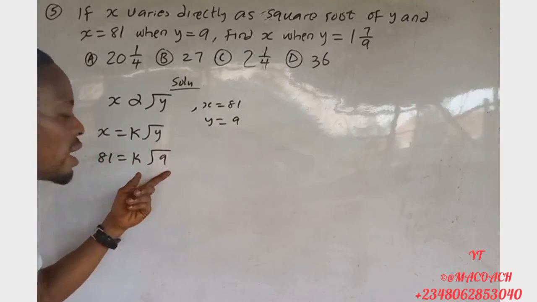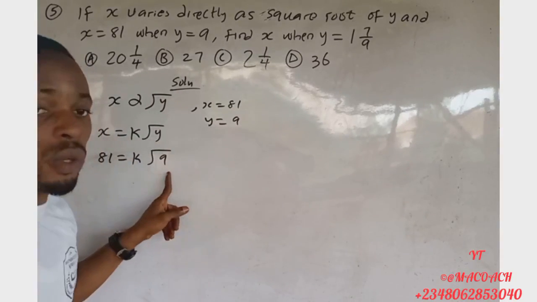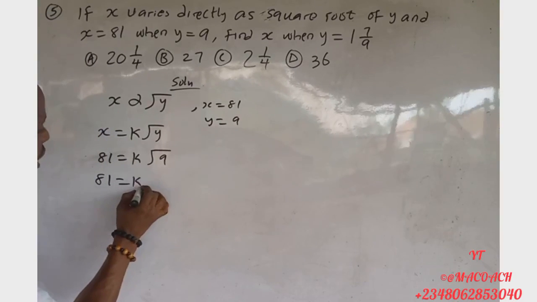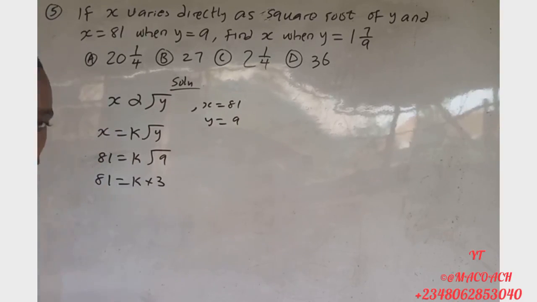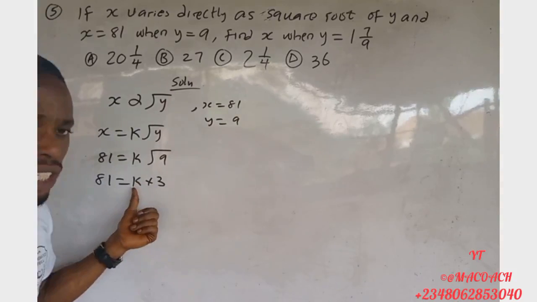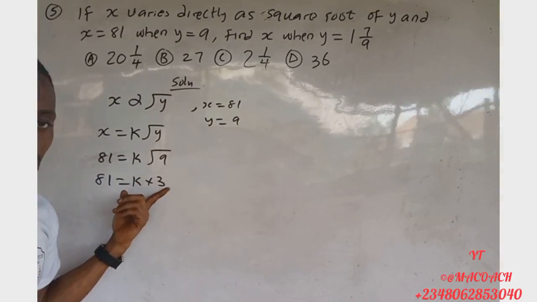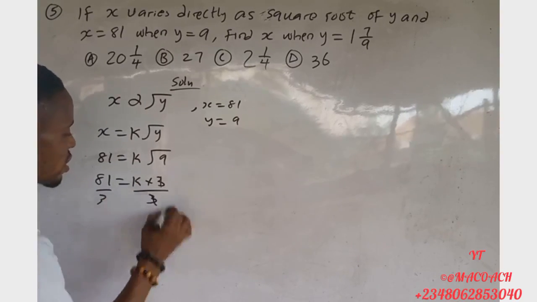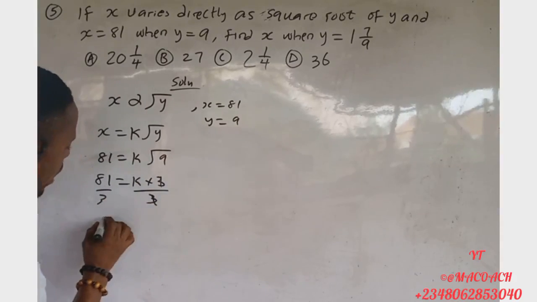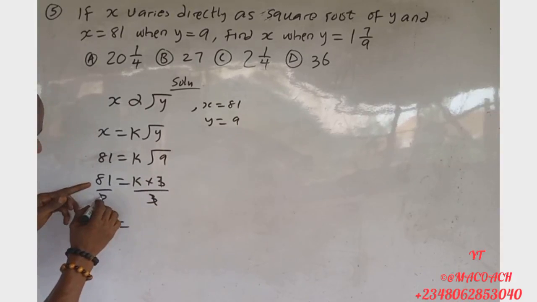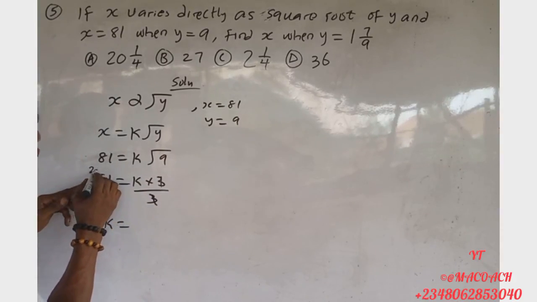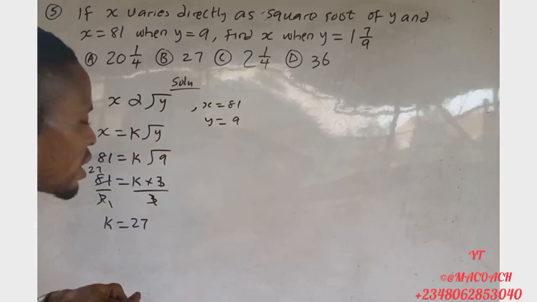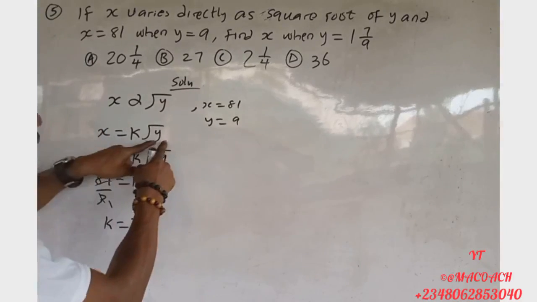And the square root of 9 is equal to what? The square root of 9 is 3, right? So here, therefore, we have 81 is equal to k multiplied by 3. Okay? So to get the value of k now, you divide both sides by 3, right? So when you divide both sides by 3, this 3 cancels this 3 here. So now our k is equal to, we have 3 in 81, we have 27. So our k is equal to 27.